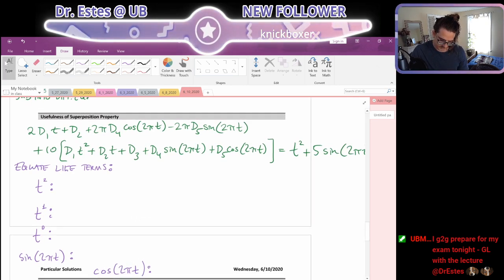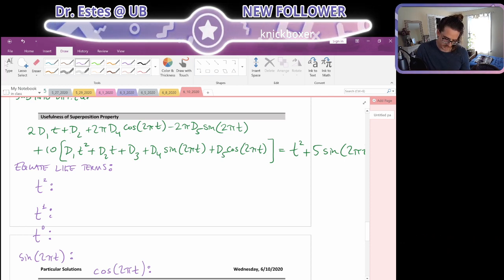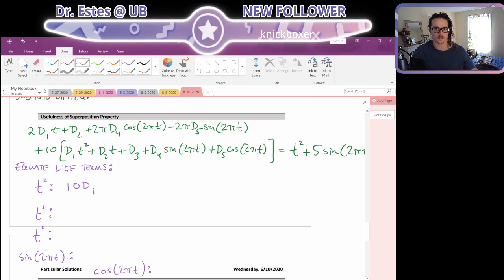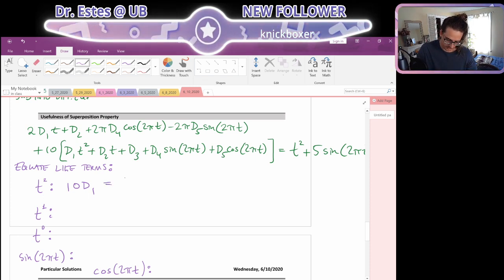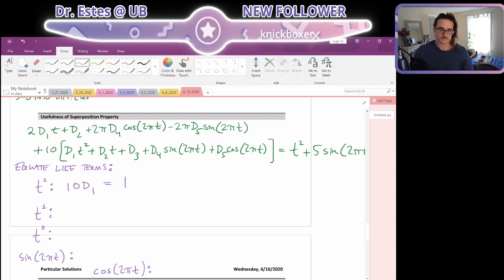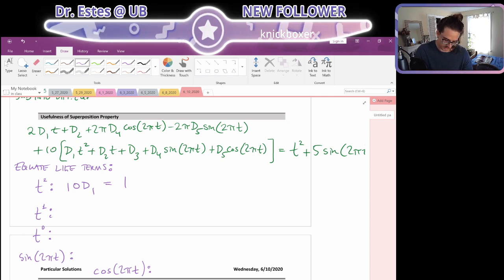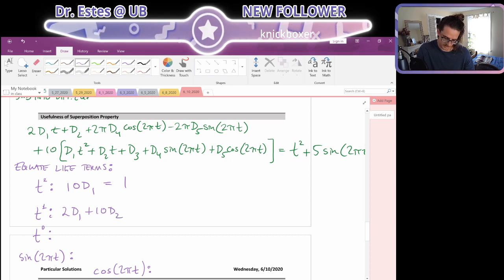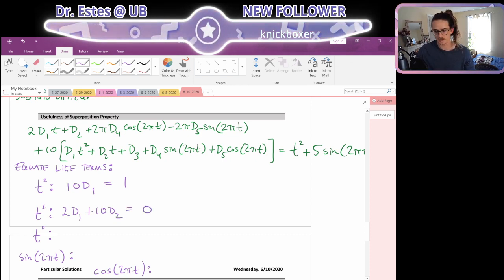All right, let's do the t squared. I'm looking through all these terms on the left-hand side for all the t squared ones. On the left-hand side, we just have 10d1 times t squared, and on the right-hand side, we have 1 times t squared. Now for t to the 1, on the left-hand side, I have 2d1 times t plus 10d2 times t, and then the right-hand side has 0.